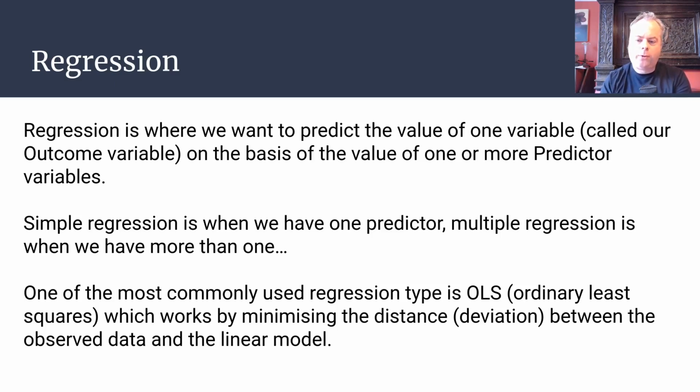What we're going to focus on for the rest of this workshop is just simple regression, where we have an outcome variable and we've got a predictor. One of the most commonly used regression types is ordinary least squares, or OLS regression, which works by minimizing the distance or deviance between the observed data and the linear model that we're wanting to build.